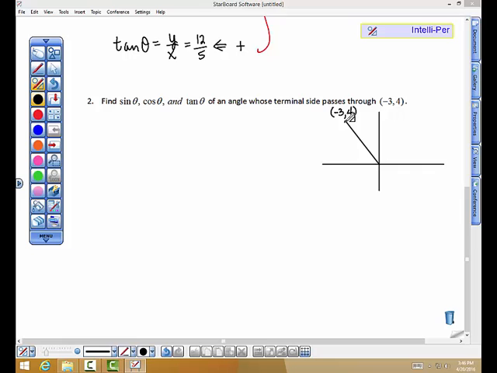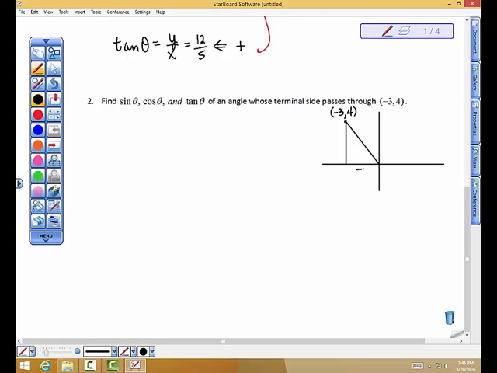However, if I refer to what's called a reference triangle to describe this angle, I can notice that yes, for this x value I go left 3, for this y value I go up 4, but when I put that negative 3 and that 4 into the Pythagorean theorem, I get a positive 5 for the hypotenuse.